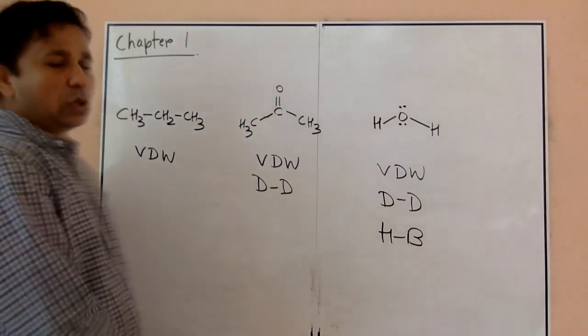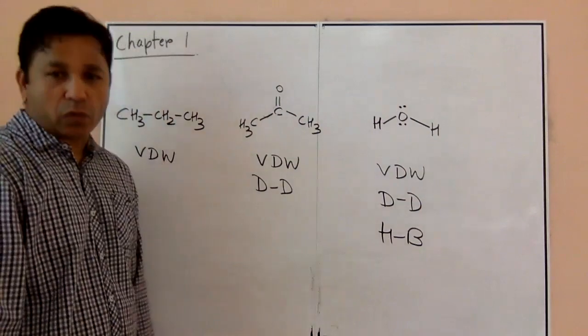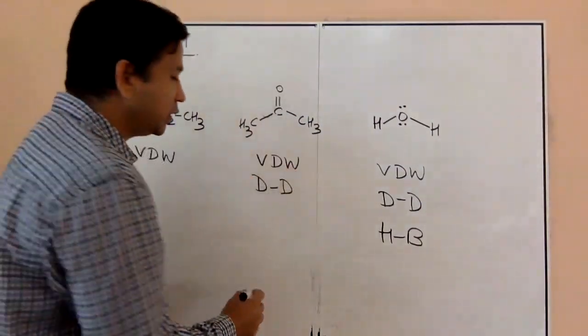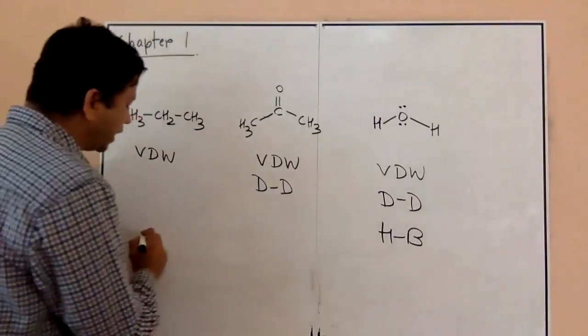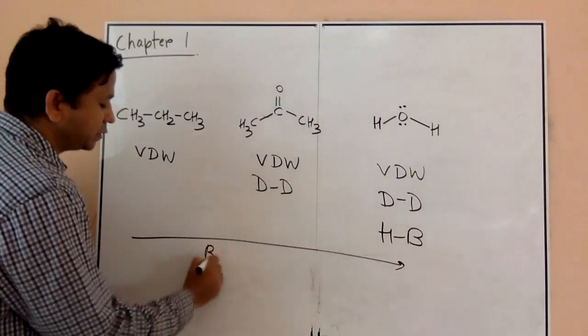Okay. So the strength of the forces increases. Hydrogen bonding is the strongest force. The strongest means it will have the highest boiling point. So the boiling point increases from left to right.